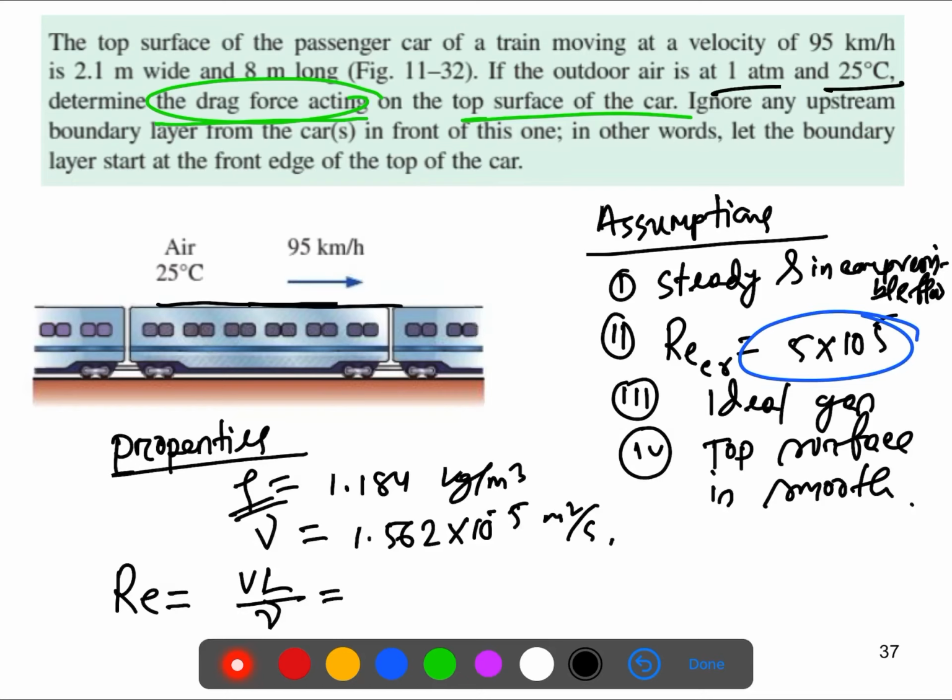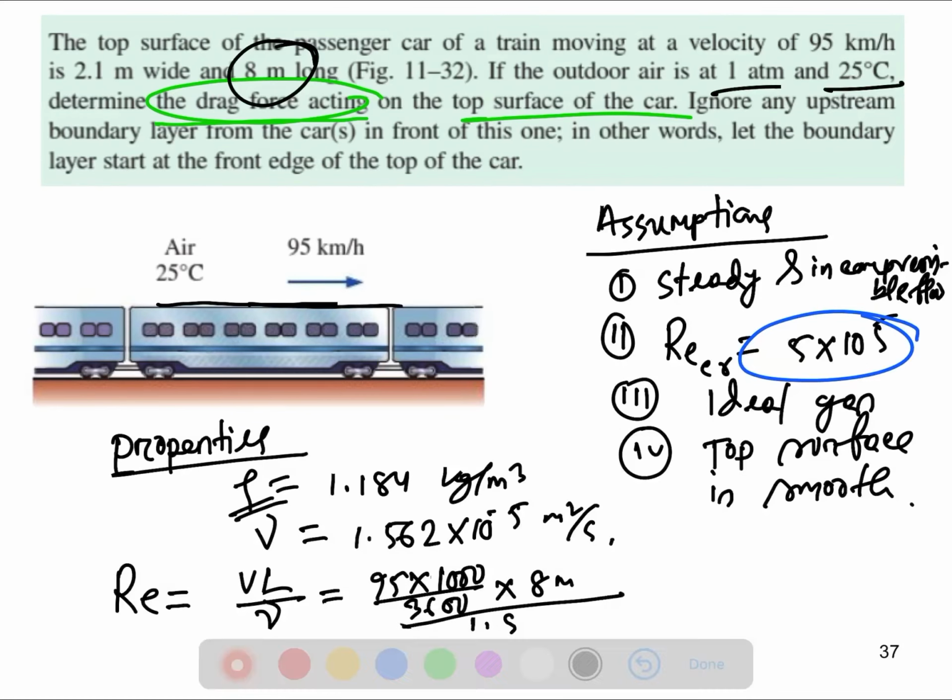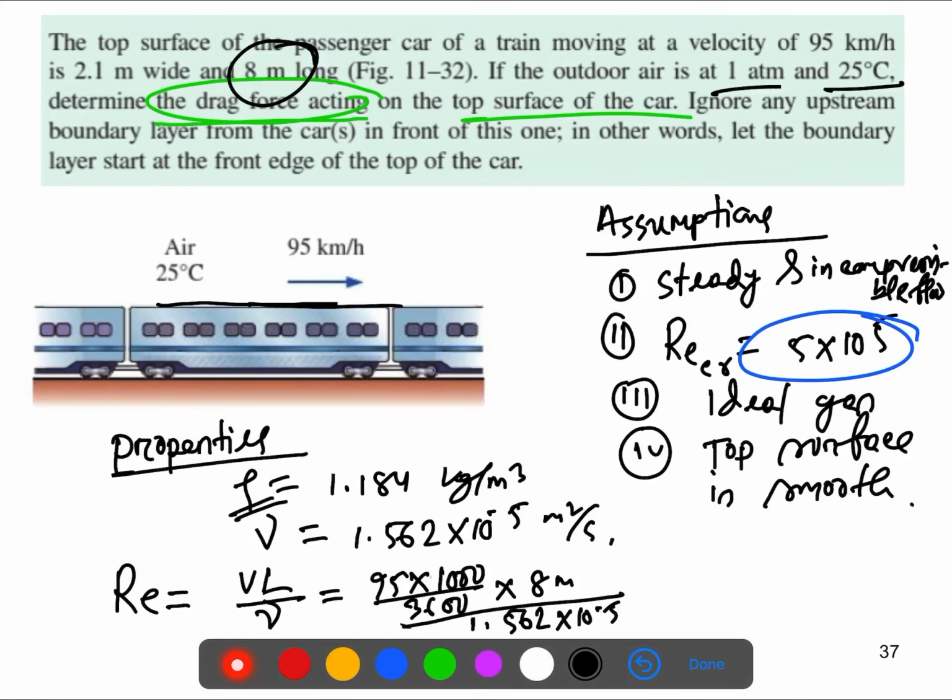The velocity is 95 km per hour, so 95 into 1000 over 3600 meter per second, into the length. For this train it is 8 meter long. So 8 meter over the viscosity, 1.562 into 10 to the power minus 5. So we get the Reynolds number as 1.352 into 10 to the power 7. This is greater than the critical Reynolds number, so the flow is turbulent. You all know this.